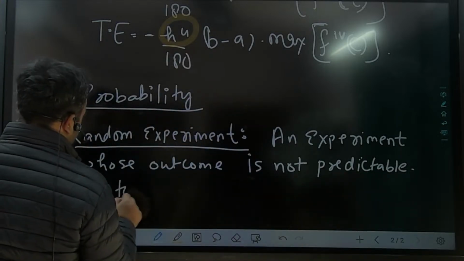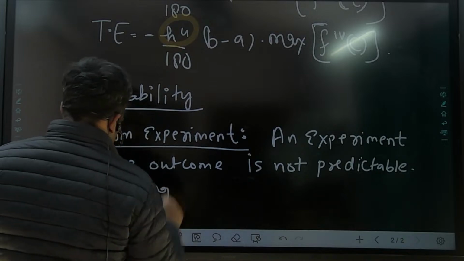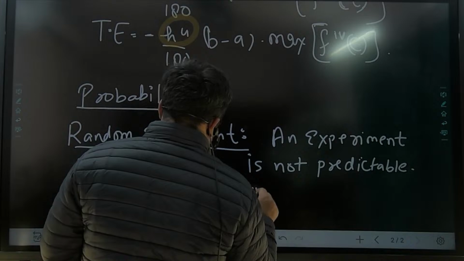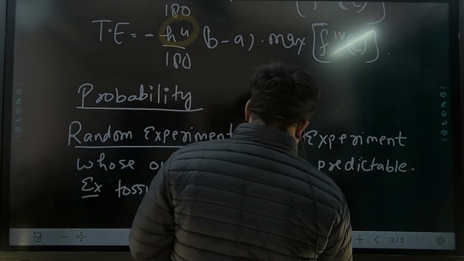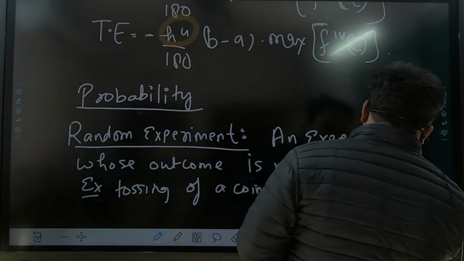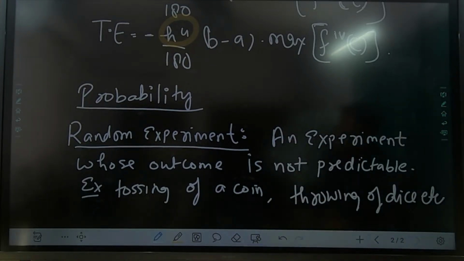For example, tossing of an unbiased coin, or throwing of a dice, etc. In such experiments we don't know the outcome. Whether you toss a coin, head will come or tail will come, we are not sure unless and until the experiment is complete. So these are random experiments. Throwing of a dice is also a random experiment.